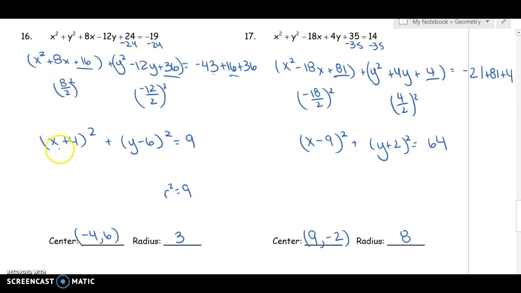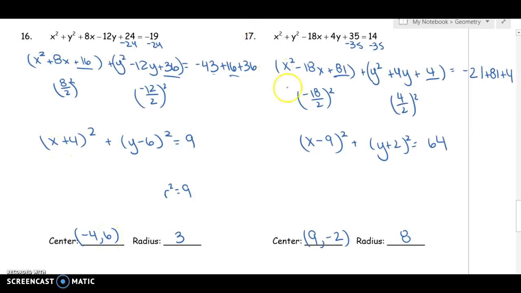And then you factor it. 8 divided by 2 is positive 4, so it'll be x plus 4 quantity squared. Negative 12 divided by 2 is negative 6, so y minus 6 quantity squared equals, and then when you add all that together, you get 9. So then your radius is going to be the square root of 9, which is 3. Center will be negative 4, 6.